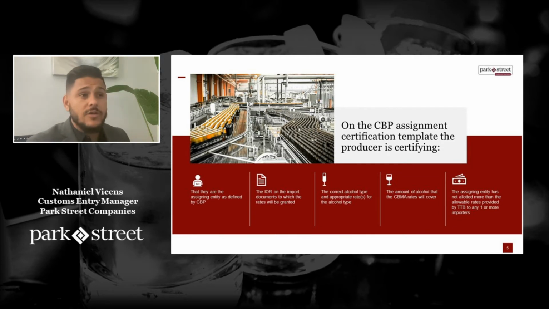They're also, and this is very important, certifying that the producer has not allotted any more than the allowable rates provided by TTB to any one or multiple importers. So I believe that's the most difficult part of this document. And so we actually have another link, and that's going to be below, listed as TTB tax rate. That link gives a very good example of what the rate is for each alcohol type and how much can be allotted at that rate.